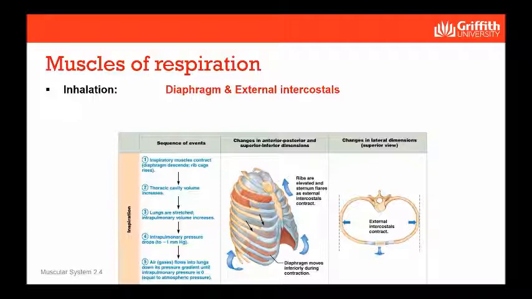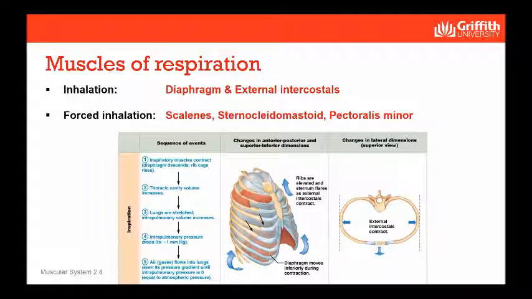During contraction, it moves inferiorly and flattens out. Additionally, contraction of the external intercostal muscles causes the ribcage to rise and flare laterally. These movements increase the volume of air contained within the thoracic cavity.